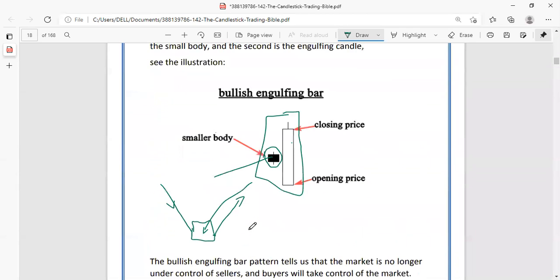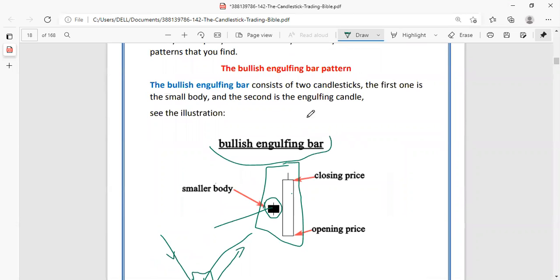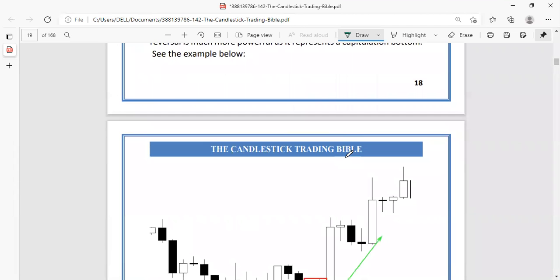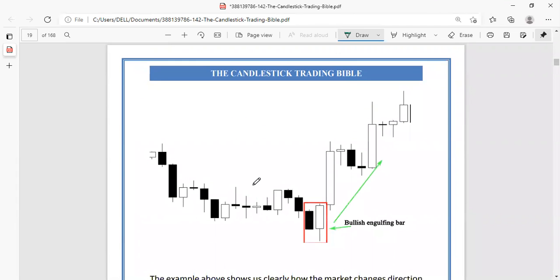So this one was the bullish engulfing bar. Remember, we are talking about patterns, the patterns of the market, of the candlesticks. Remember, we're learning about the candlestick in this chapter using the Candlestick Trading Bible. As I was saying, you can see that the market here was moving down, and this bullish engulfing bar is formed by two candlesticks, the initial candlestick being covered by a big candle that comes after it.